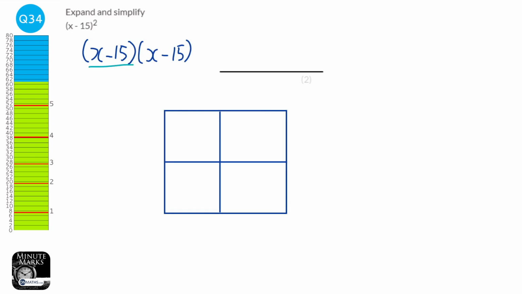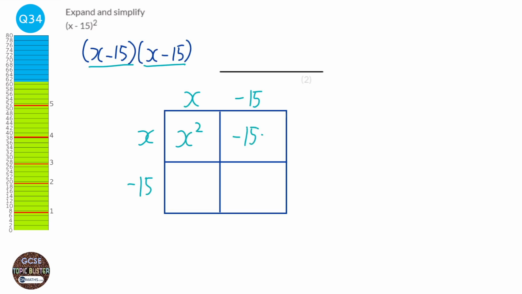And we're going to do x minus 15 at the top, x minus 15 at the bottom. Then we do x times x, which is x squared, x times minus 15, which is minus 15x. Same again here. And then we've got a minus times a minus, which is a positive 225. Put all the terms together.